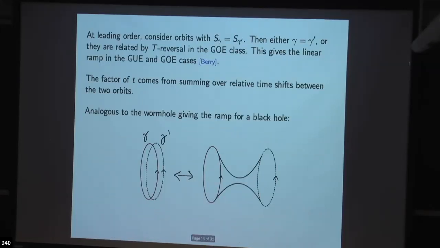So the leading order thing is sort of obvious. We just take orbit left equals orbit right, gamma equals gamma prime. And in time reversal invariant cases, we can have gamma prime be the time reverse of gamma. If we sum over these, it turns out to give this linear ramp in the spectral form factor. This is due to Berry. The factor of t comes from something very similar to what we saw in the wormhole, which is relative time translations between the left and the right.